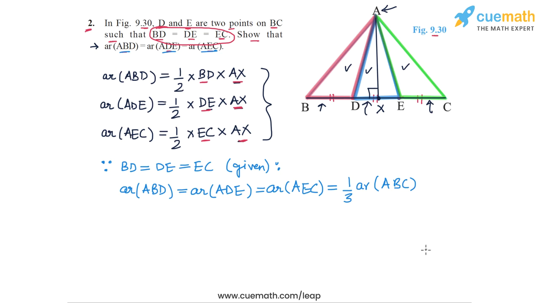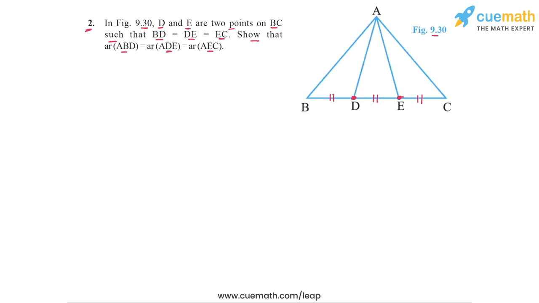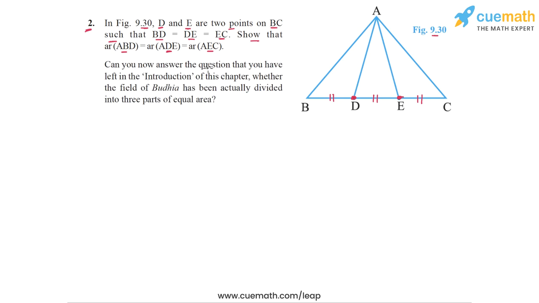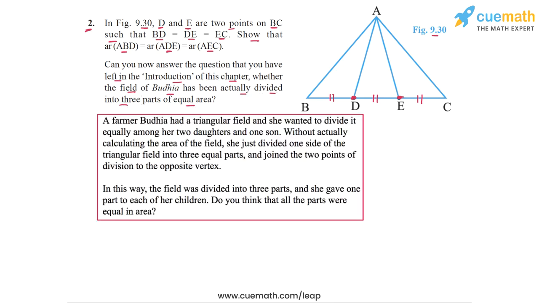Okay, now there was a follow-up question as part of question 2, which basically said, can you now answer the question that you have left in the introduction of this chapter, whether the field of Budhia has been actually divided into three parts of equal area? So that question basically said the following. A farmer Budhia had a triangular field and she wanted to divide it equally among her two daughters and one son. Without actually calculating the area of the field, she just divided one side of the triangular field into three equal parts and joined the 2 points of division to the opposite vertex.